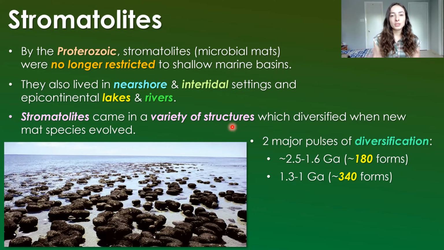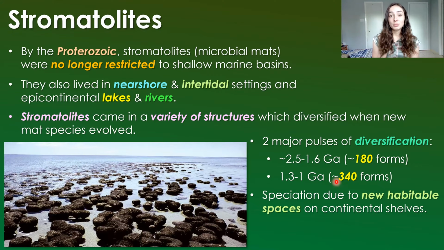And there were two major pulses of diversification of stromatolite form during the Proterozoic, or basically the eon right after the Archean, from 2.5 billion to 555 million years ago, somewhere in there. And those events happened in the Paleoproterozoic, the early part from 2.5 to 1.6 billion years ago. 180 different forms of stromatolites have been identified for that time range, and 1.3 to 1 billion years ago was the second diversification pulse, and that was where 340 different forms were found.